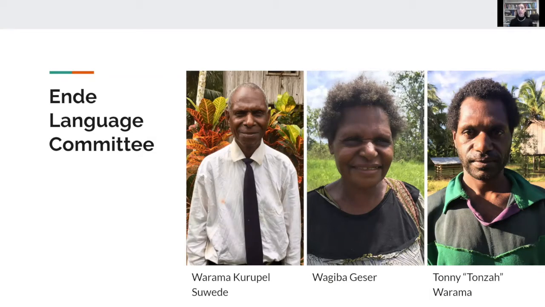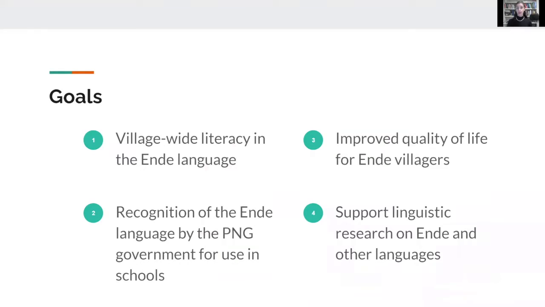This work was initiated by the Ende Language Committee in 2007, specifically Warama Kurupel Suwede, Wagiba Gesser, and Tony Tonza Warama. And they formed this committee to establish a writing system for the Ende language and to begin translation of the Bible. I joined the team in 2015 to support the committee's desire to publish a dictionary and several books of short stories for the elementary school in Ende.